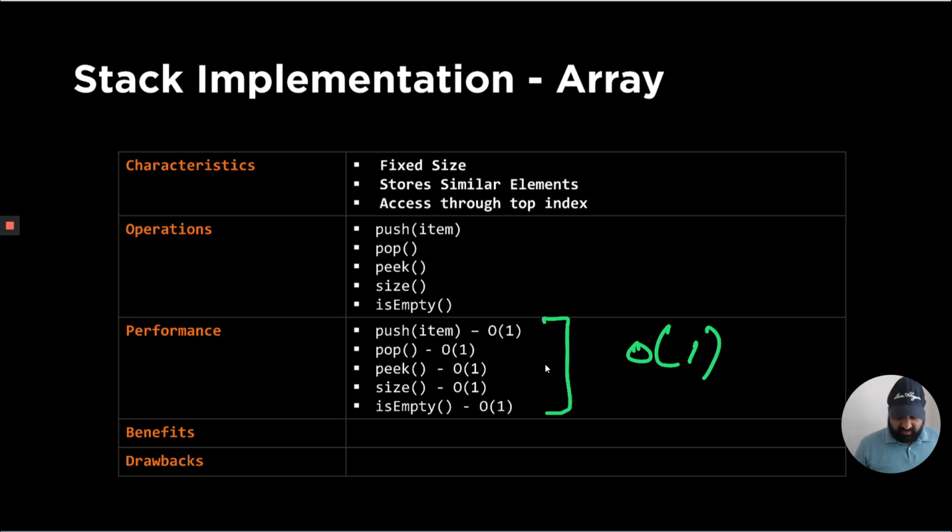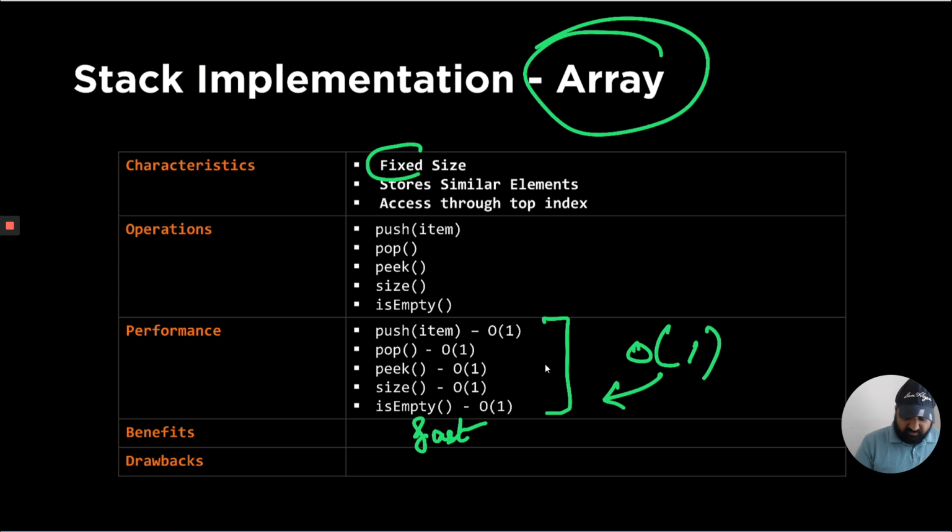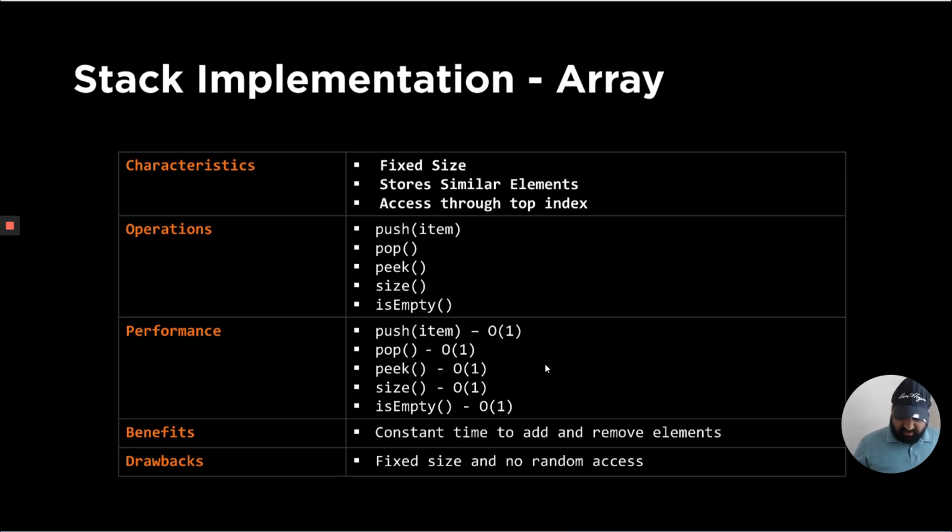So what are the benefits of this? One of the clear benefits is that it's very fast for the purpose it's used for. Let's say we have a scenario where we want to retrieve the element which we pushed last, a stack scenario. It's going to be very fast because all of the operations supported are O(1), or constant time. The drawback of implementing specifically as an array is that it has a fixed size. So it's constant time and fixed size, as well as no random access. I want to emphasize the no random access part.